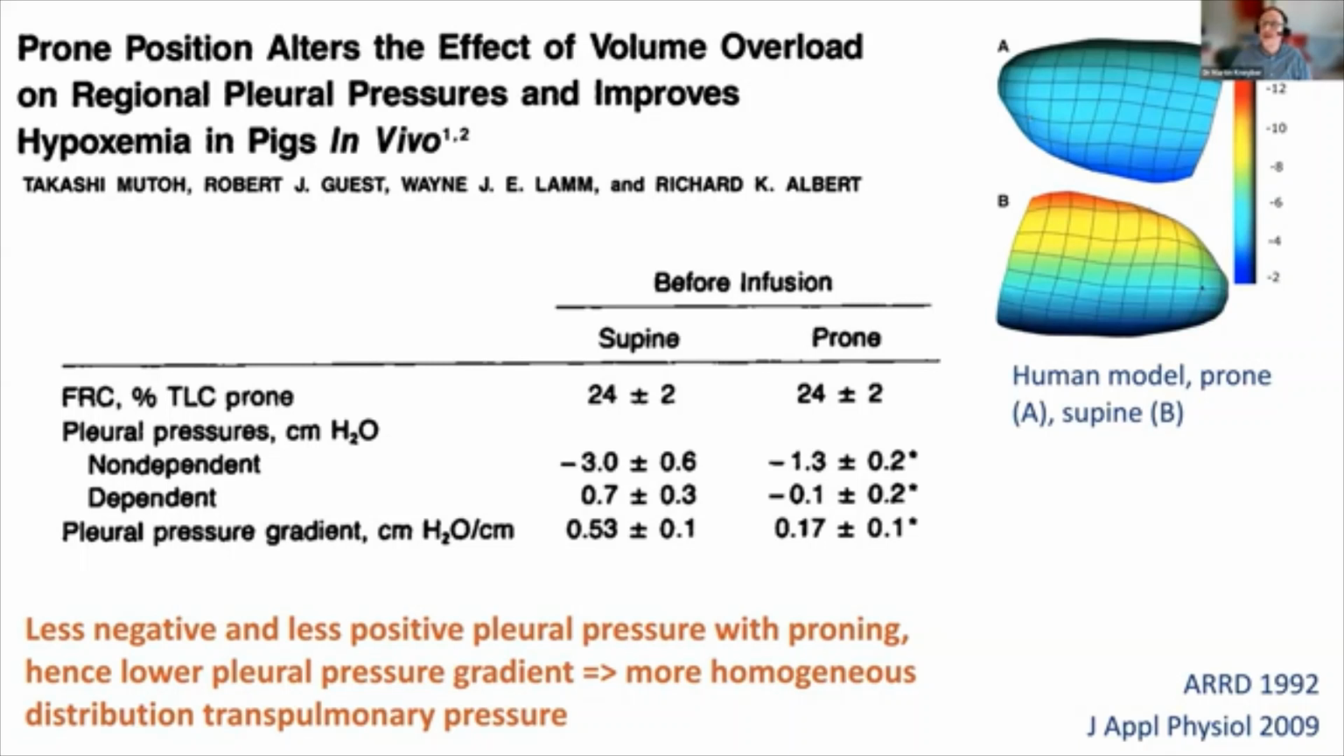So this is a human in supine position, and here you see the pleural pressure gradient, and you see the difference, and you see a strong pleural pressure gradient in the ventral parts compared with the dorsal parts. And then if that model was positioned prone, the pleural pressure gradient was more or less consistent throughout the entire lung. So there is a better distribution of your transpulmonary pressure.